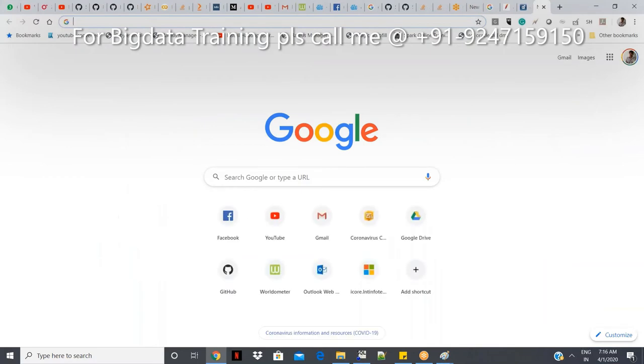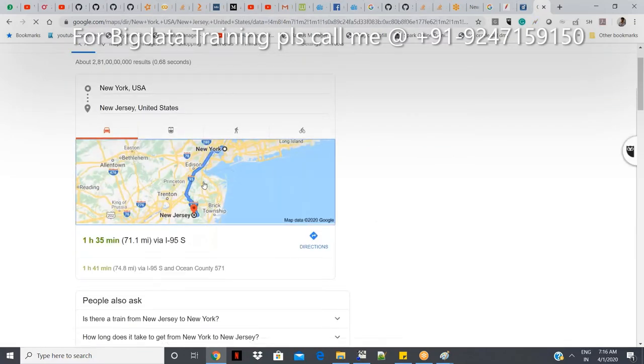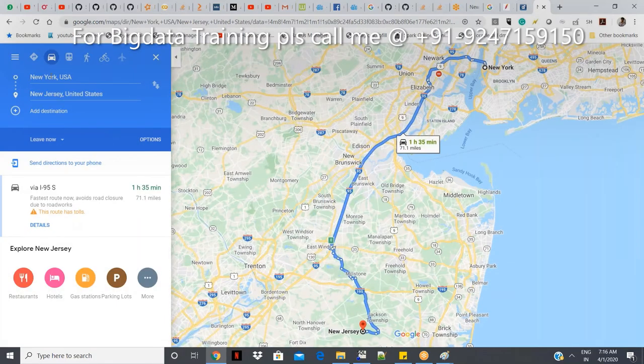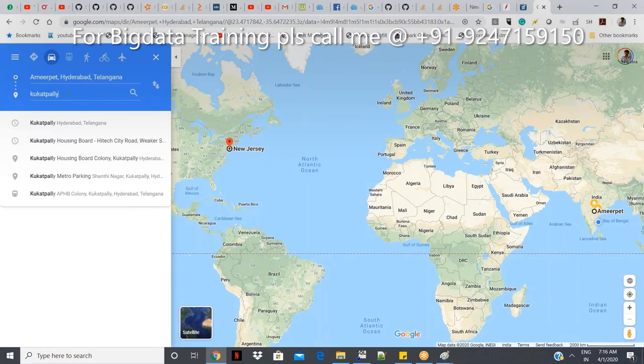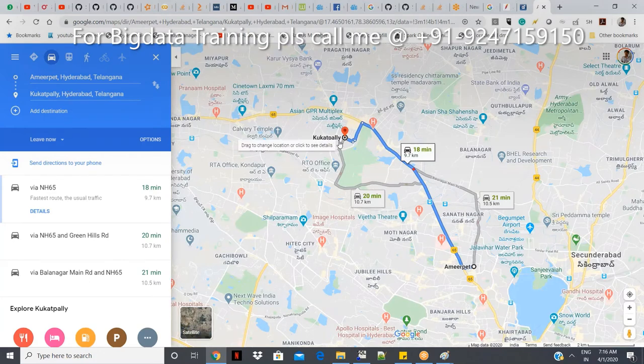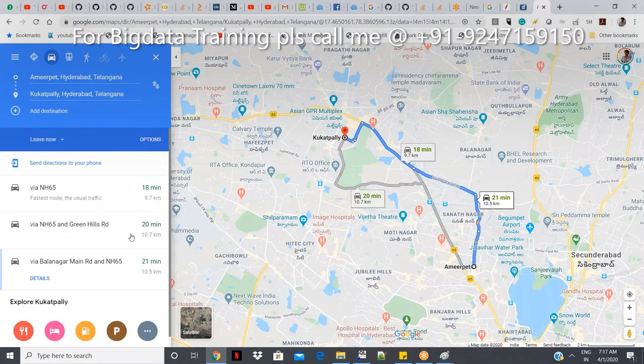And the third one, I want to process machine learning. Machine learning means, for example, you want to go from New York to New Jersey. Which is the best, flight or train? For a simple, short distance example, I want to start my journey from Kukatpally to Ameerpet. Which is the best? If you go this way, how much time will it take? If you go that way, how much time? It gives recommendations and suggestions. This way it will take 21 minutes, that way it will take 10 minutes. This is the distance. Everything it gives as recommendations.